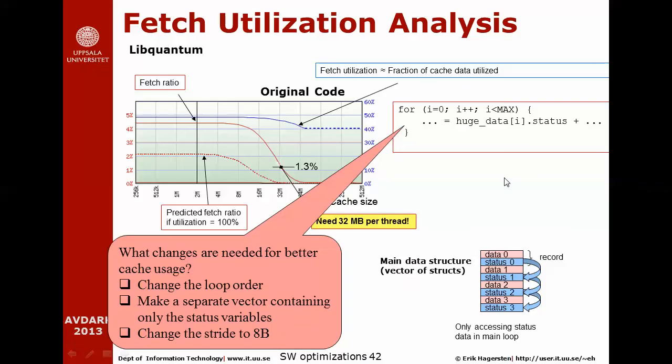So my question to you is, what changes are needed for better cache usage here? Should we change the loop order, make a separate vector containing only the status variables, or should we change the stride to 8 bytes?